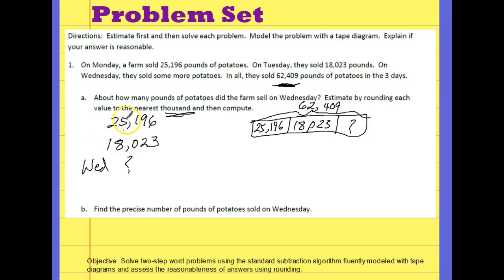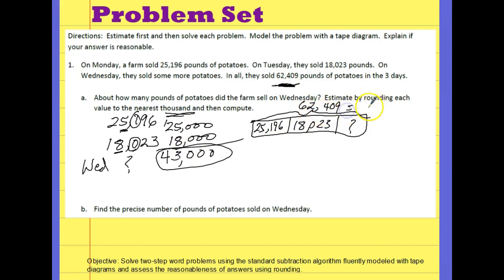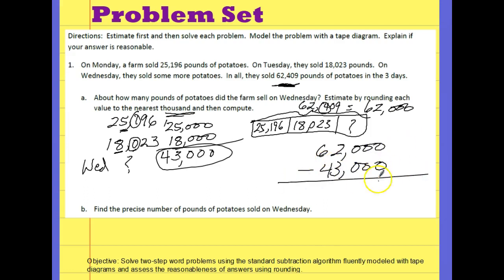Alright, so nearest 1,000, this is below the line, so 25,000 plus 18,000 is about 43,000, and then 62,000 because the 4 is below the line. So 62,000 minus 43,000. So that's 19,000 about.